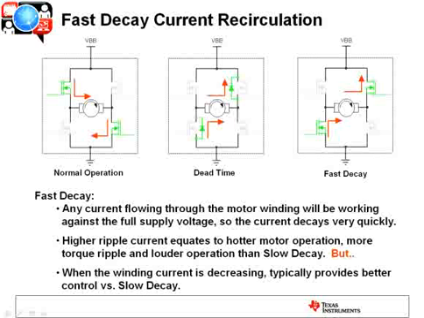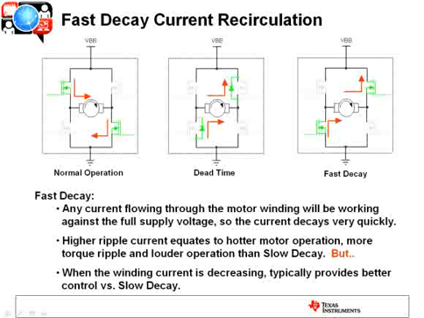Now instead of turning the 2 low sides on, we actually turn on the high side and low side, and we use the battery to help drive that current down very quickly. So it's seeing that supply voltage, or it's fighting that supply voltage. So the current decays very quickly. Now when it decays quickly, you're going to have much higher ripple current, and that equates to hotter motor operation, more torque ripple, which basically is louder operation. The operation is not near as smooth, especially compared to slow decay.